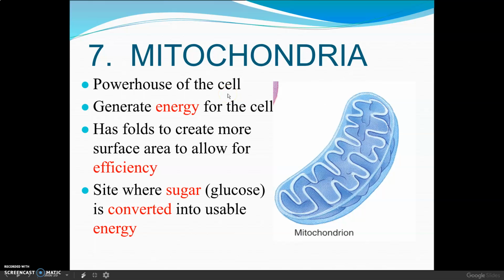Next organelle, mitochondria, the powerhouse of the cell. It generates energy for the cell, has folds to create more surface area to allow for efficiency, and is the site where sugar or glucose is converted into usable energy. And here's the picture of the mitochondria.